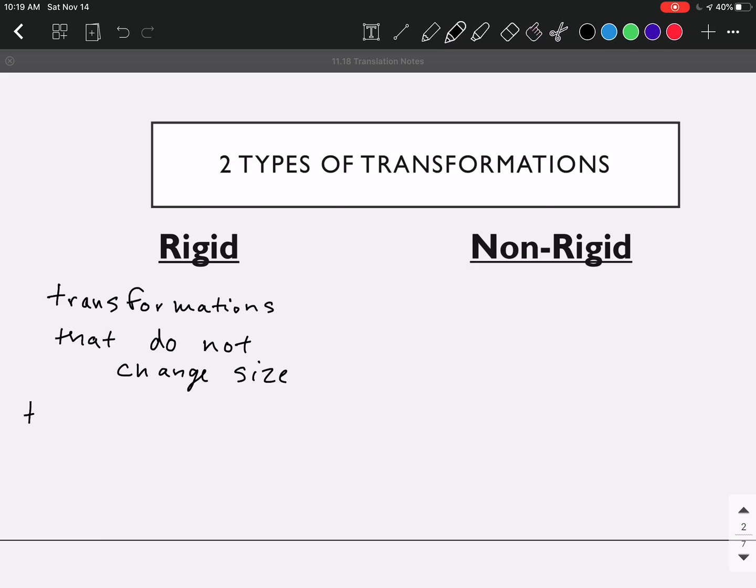Those are going to be translations, reflections, and rotations.